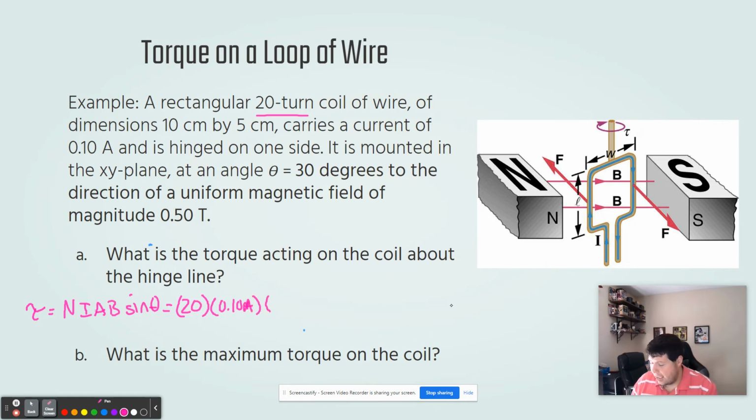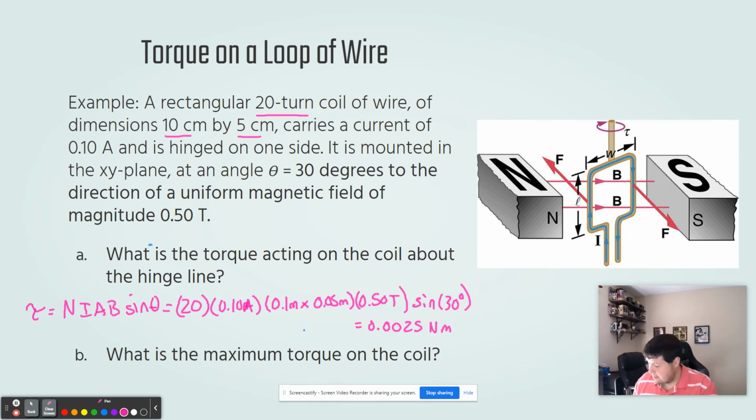Then I need the area of my wire. Because this is a rectangular loop, it would be length times width. I'm going to change those to meters though, so 0.1 meters times 0.05 meters. And then lastly, B is my magnetic field, which was 0.5 Teslas. Then I have to include the sine of my angle, which is sine of 30 degrees. Put that in your calculator. When I did that, it looks like I got about 0.0025 Newton meters as my torque.